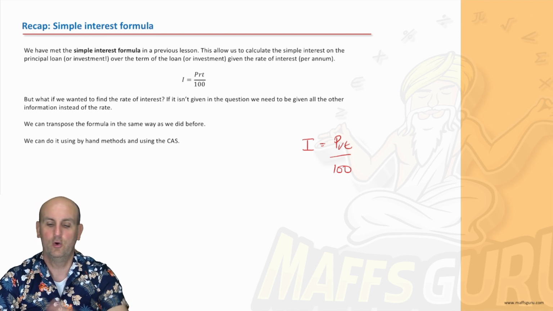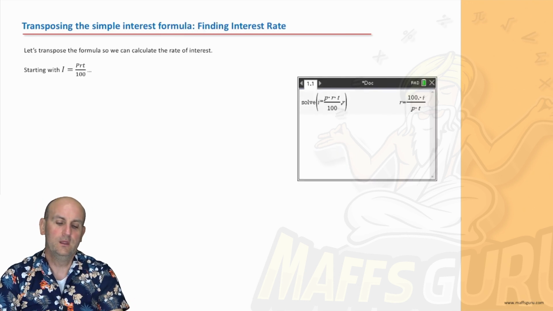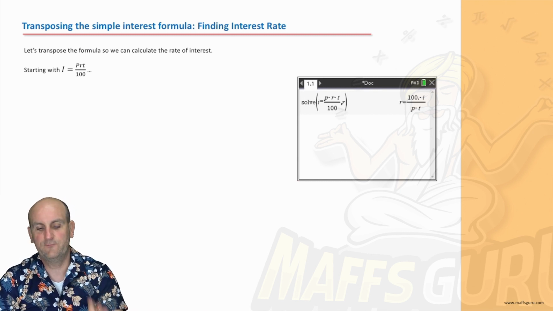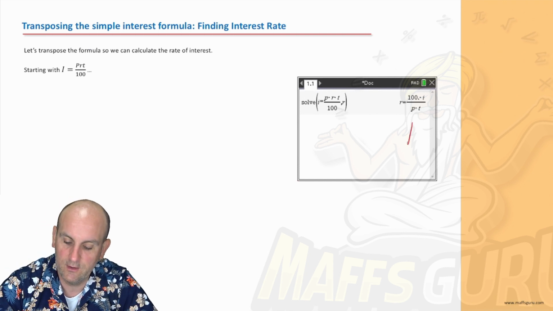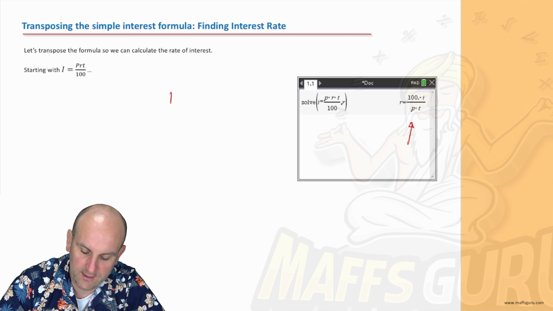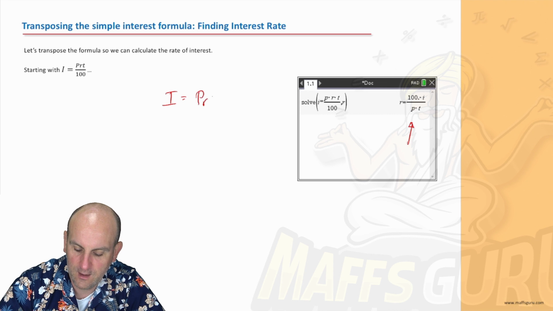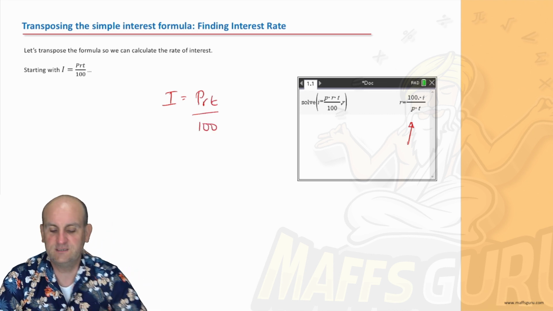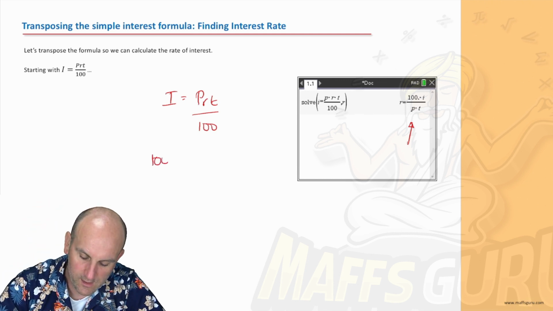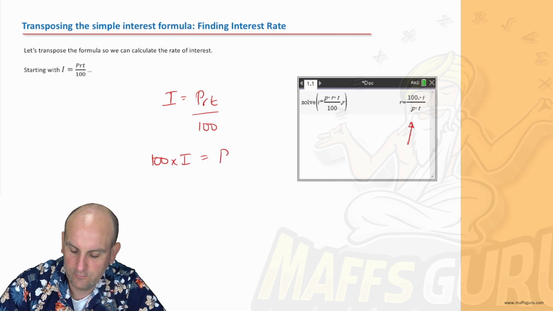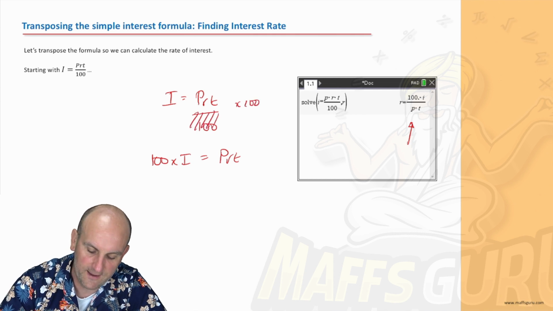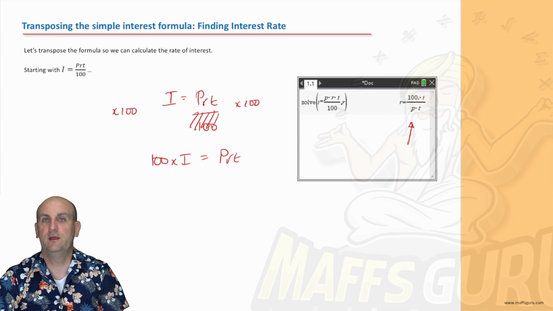Now, obviously, we can do it by hand or we can do it by CAS. So let's get the interest rate first. So let's transpose it 3 times. The first time I'm going to find my value of R. Now, just so that we all know, there it is already for me on the CAS calculator. But what I'm going to do is do it by hand. So I is equal to PRT on 100. So the first thing I want to do is get rid of that divide by 100. It's a bunk bed. Get rid of it. So I'm going to times by 100 on both sides. Gets rid of that, which gives me 100 times I equals PRT.